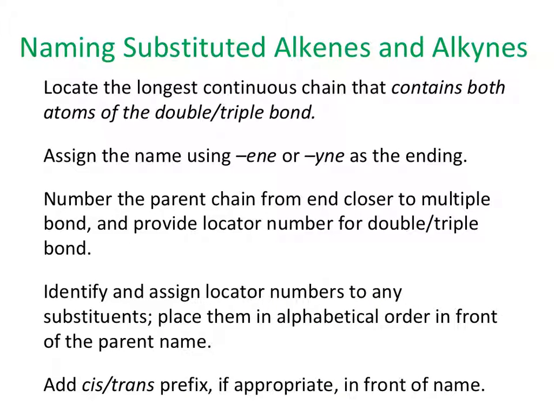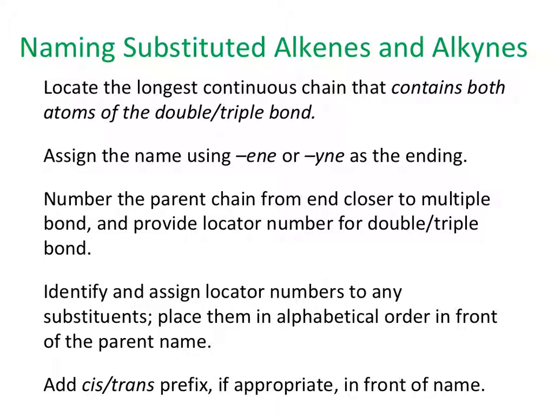If we're naming substituted alkenes or alkynes, it's a very similar process. We will assign our longest continual chain that contains both atoms of the double or triple bond. Our suffix will now be -ene or -yne. We will number our parent chain from the end closest to the multiple bond. We will then assign any locator numbers to the substituents and add cis or trans, if appropriate, to the front of the name. We also must identify where the double bond is in the molecule.